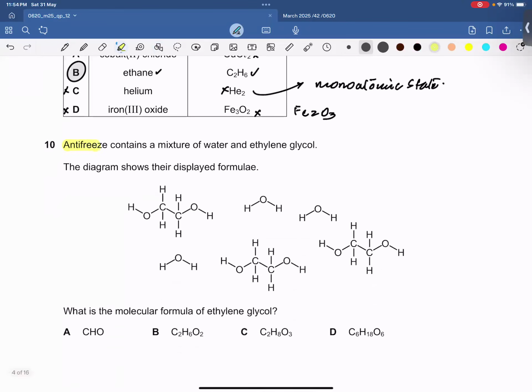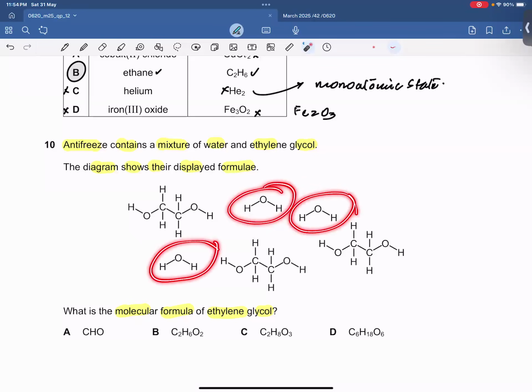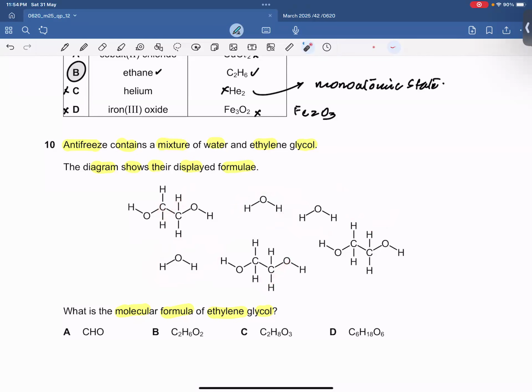Question 10. Antifreeze contains a mixture of water and ethylene glycol. The diagram shows their displayed formulae. Water. Okay. What is the molecular formula of ethylene glycol? By the way, this formula is of water. So this means all three structures are of ethylene glycol. So which means these three structures belong to ethylene glycol, right?